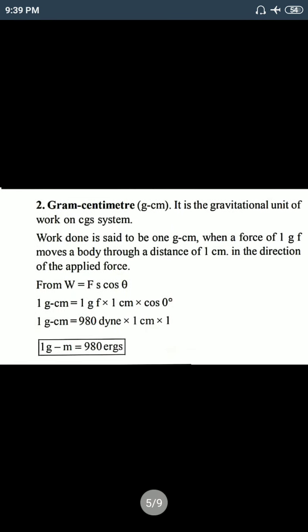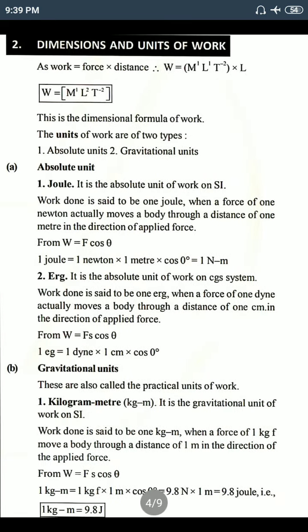Next is gram centimeter. For gram centimeter, the force unit is gram force and the distance is 1 centimeter. Then the work done is said to be 1 gram centimeter. This is the gravitational unit of work done in the CGS system, and 1 gram centimeter equals 980 erg, and 1 kg meter equals 9.8 joule.